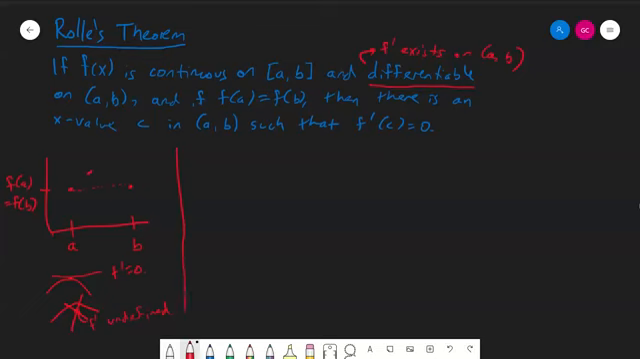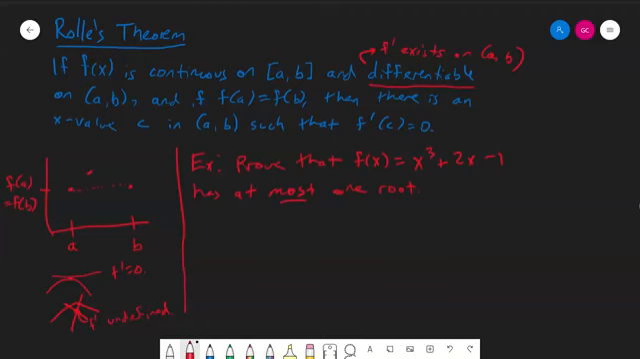Now, how can we use Rolle's theorem? Well, here's a common type of example. What we're going to do is prove that the function f of x equals x cubed plus 2x minus 1 has at most one root. In other words, that it crosses the x-axis at most once. So how do we do that?